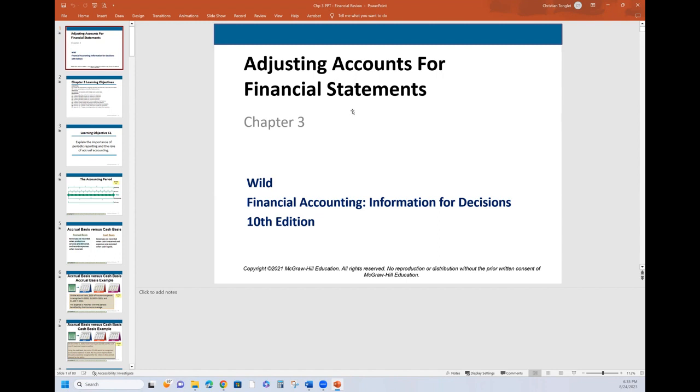Adjustments usually don't involve cash. It's usually adjustments that you put on the books, transactions without cash.